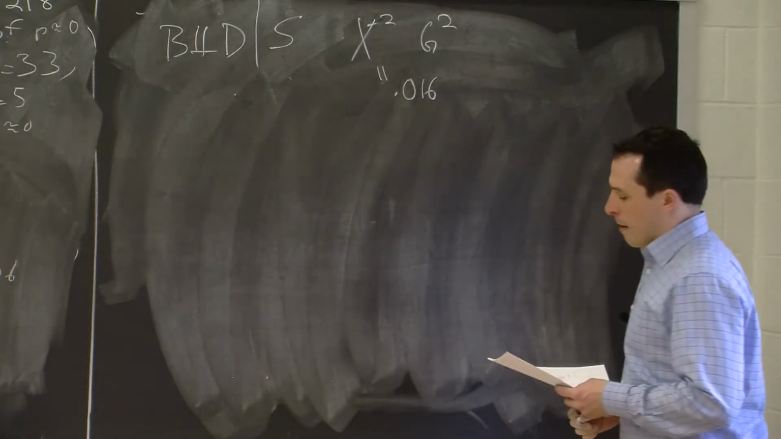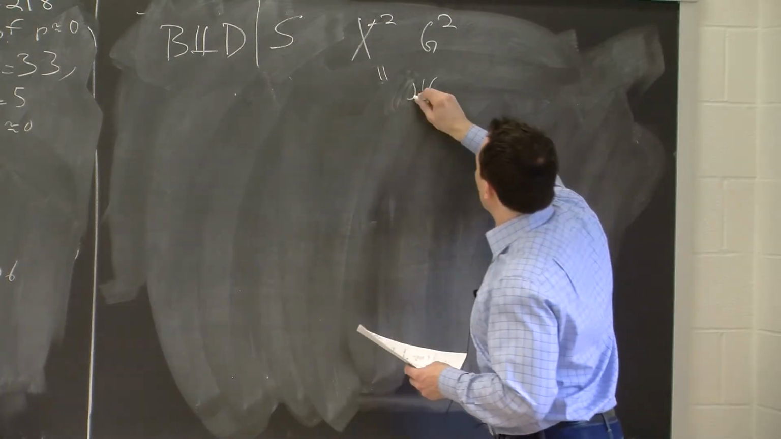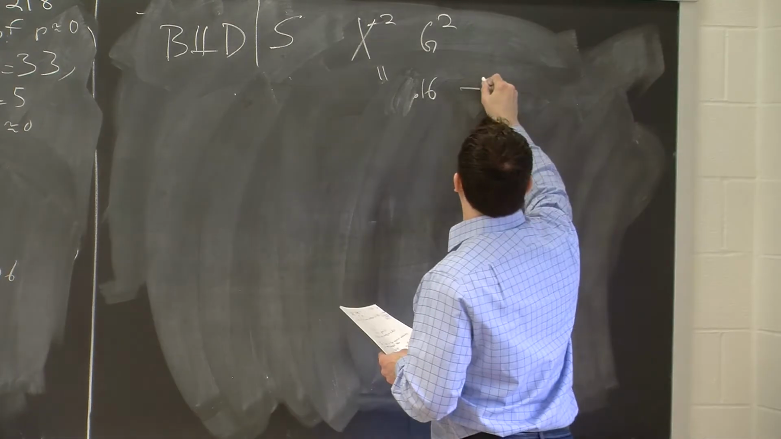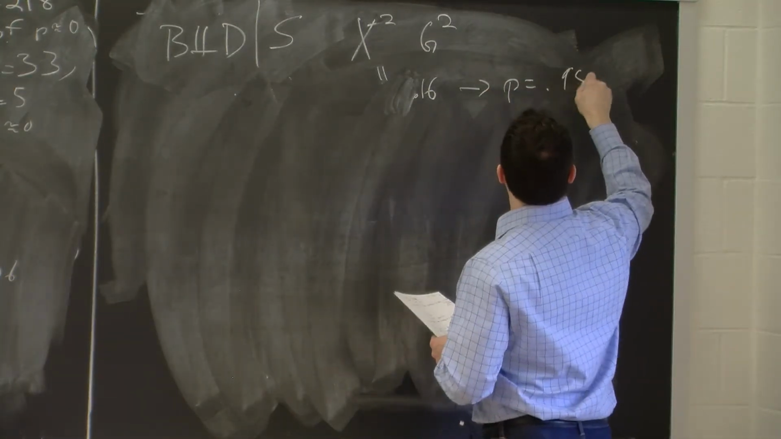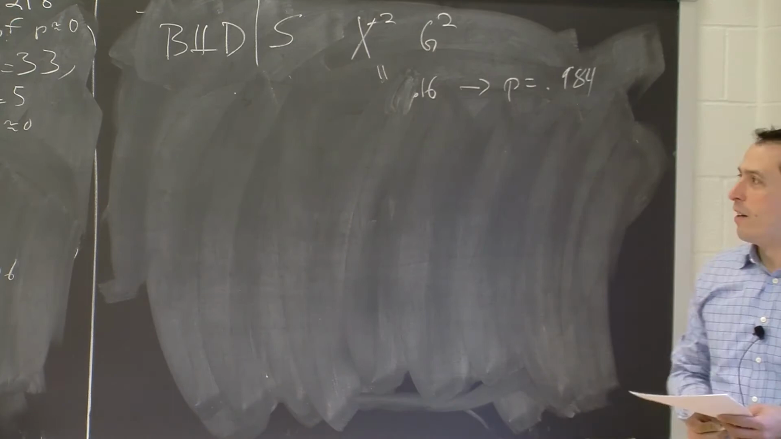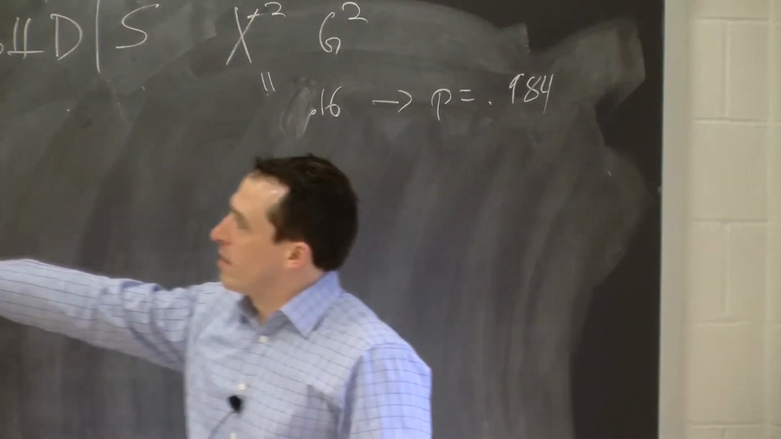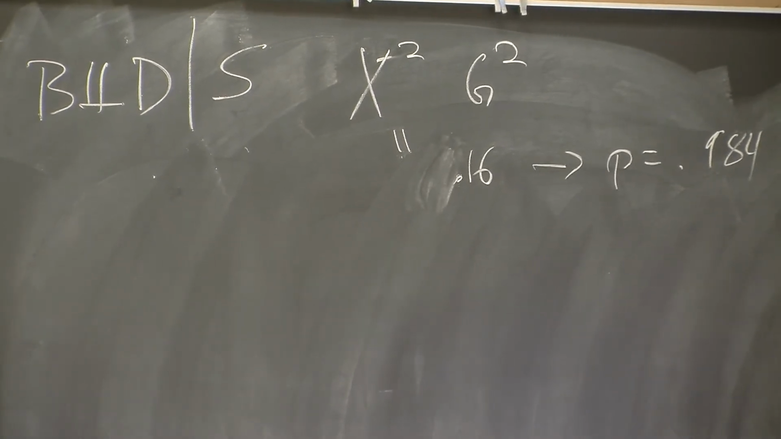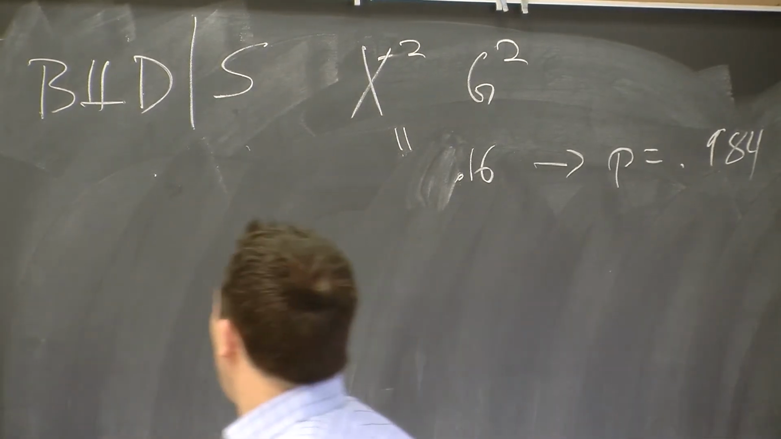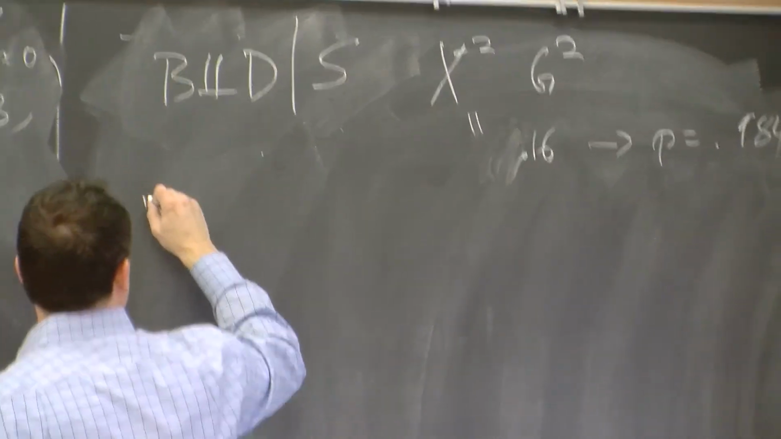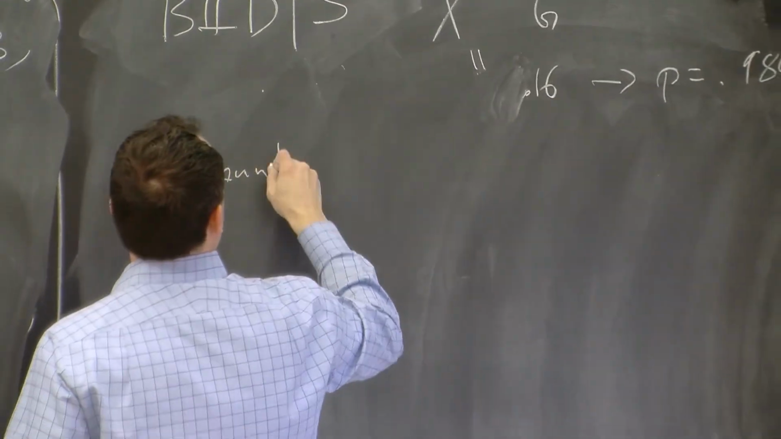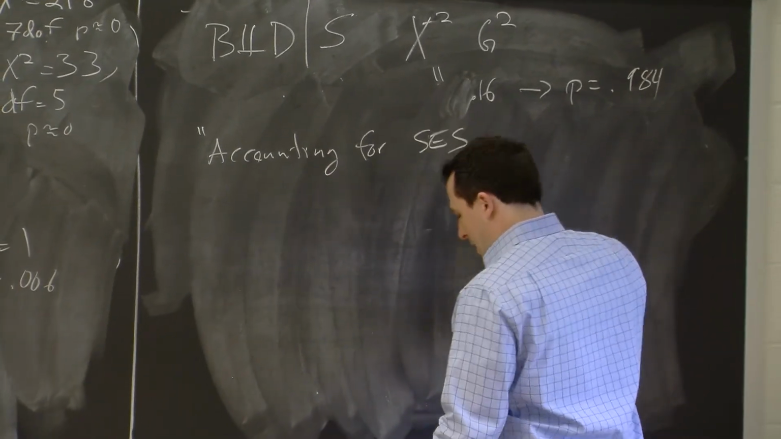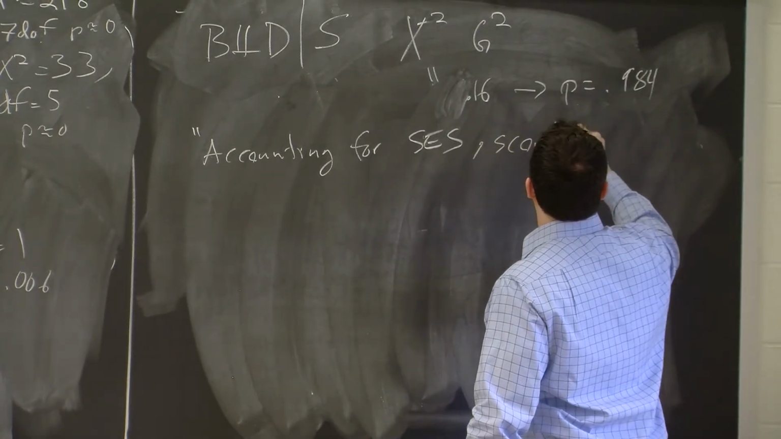0.016, which is very small, and that's a p of 0.984. Okay, so that tells us, wow, we went from absolutely terrible fits to a really, really good fit as soon as we did this conditional independence model. And so our conclusion would be something like: accounting or controlling for socioeconomic status, scouting has no effect.